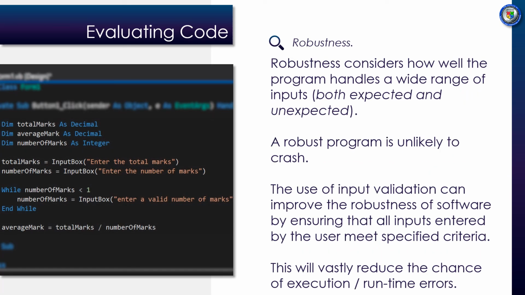Our programs must be robust. This considers how well a program handles a wide range of inputs, both expected and unexpected. We want our programs to be robust, meaning that they are unlikely to crash. We will use standard algorithms such as input validation to improve robustness. This will ensure that any unexpected inputs are flagged up, and also provides the user with an opportunity to re-enter this information. Using techniques like this, we will vastly reduce the chance of execution or runtime errors.